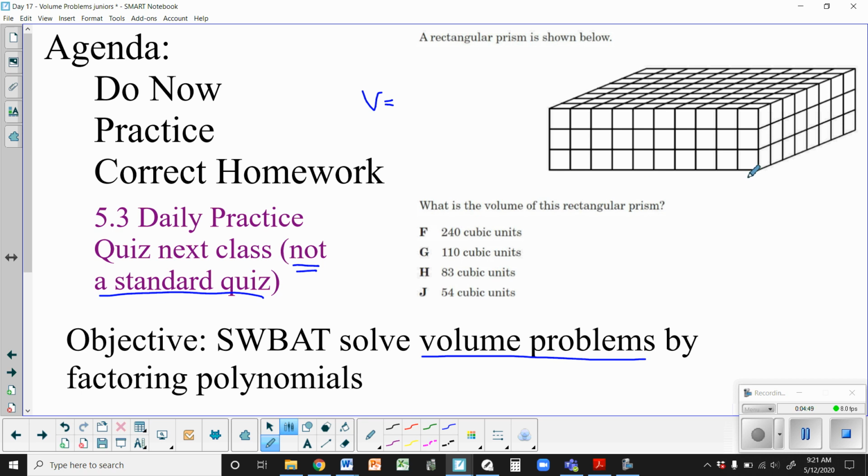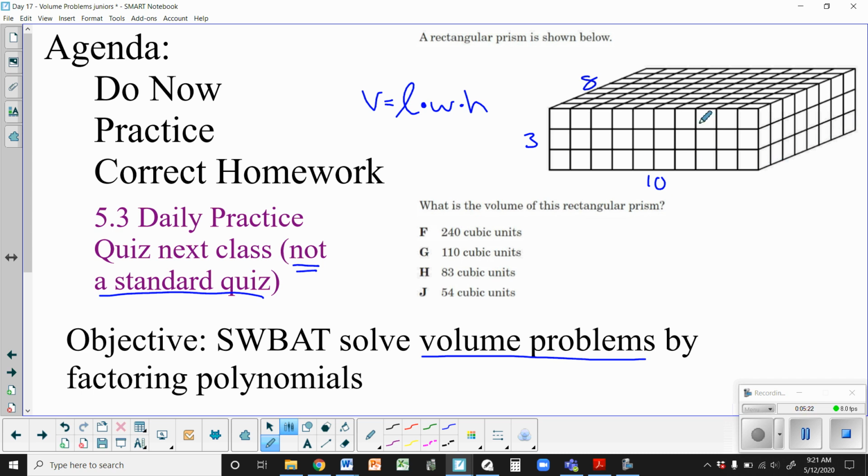Another person's like, well, I know volume equals length times width times height. So they might say, okay, this is the length. I figure out how many units, there's 3 units up, and then how many units back. So we got 1, 2, 3, 4, 5, 6, 7, 8, 9, 10. Here, 1, 2, 3, 8. Is that 8 back? 1, 2, 3.